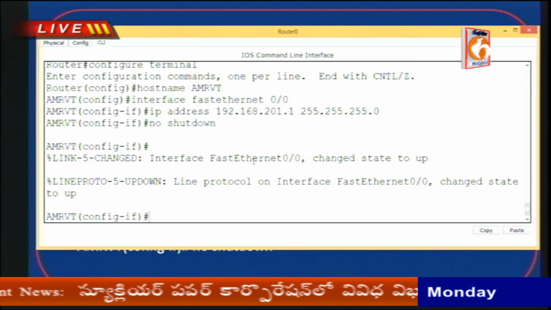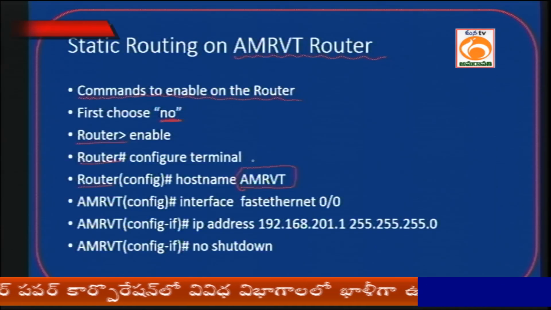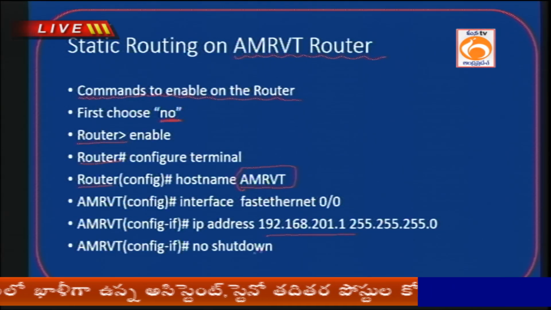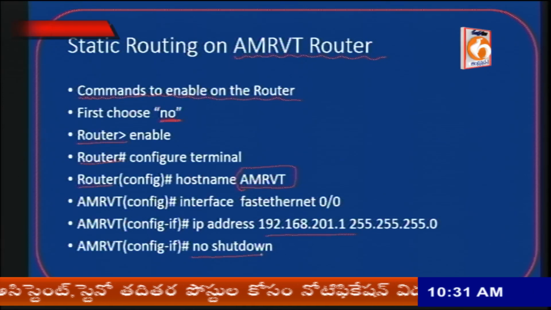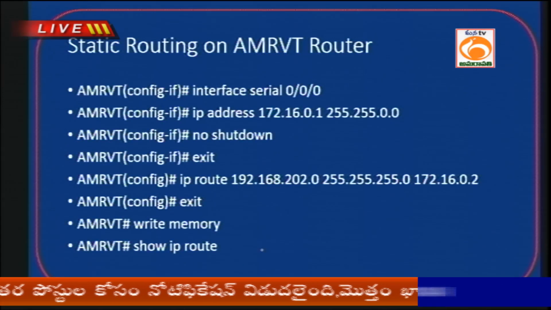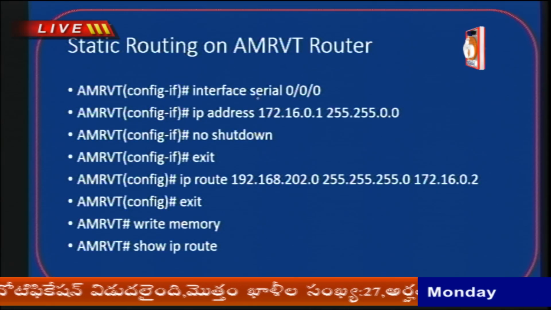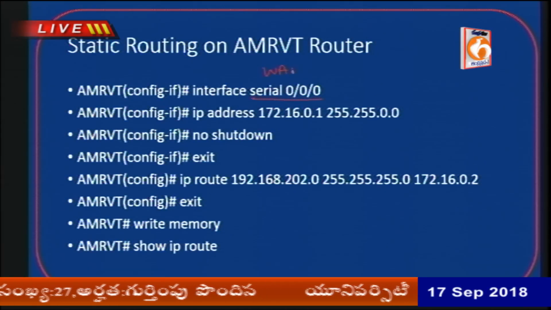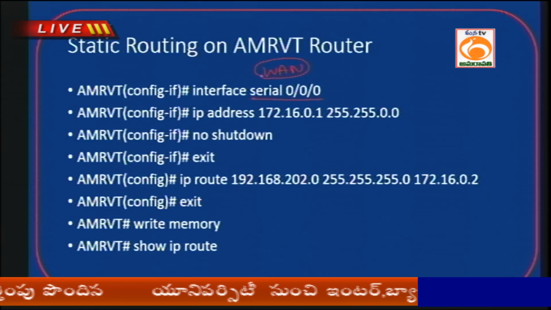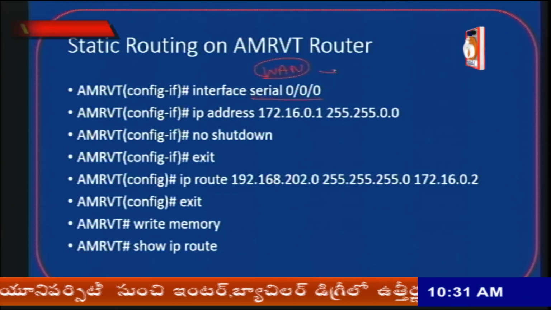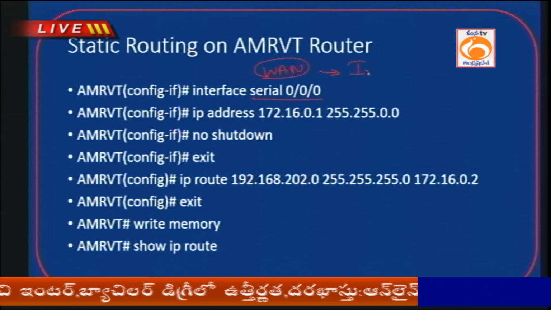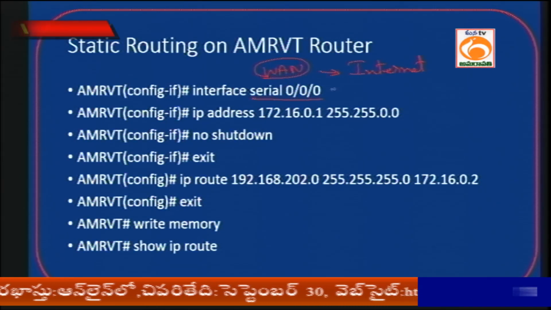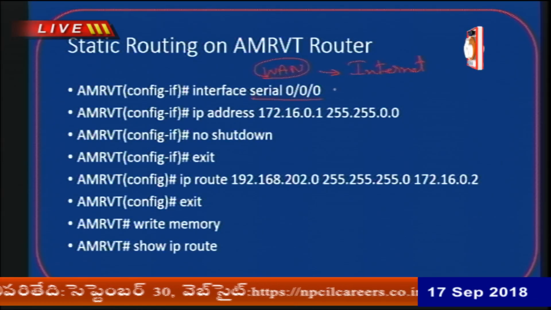And then next, we have to also enable the WAN interface or the serial interface. We already assigned the IP address and we have given the no shutdown command. So on this AMRVT router, we have to configure the WAN port or the serial port. Remember, serial port is required to connect to the remote network, also called WAN. Maybe you may be connecting this to the internet as well.